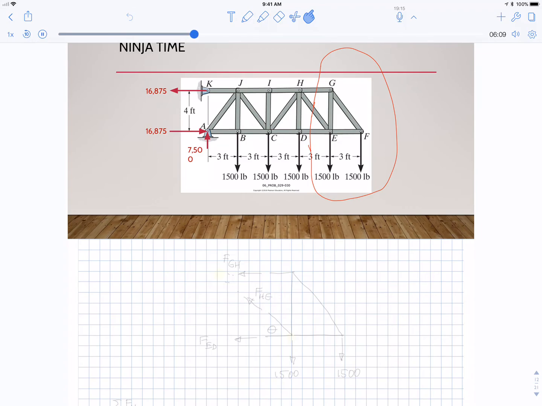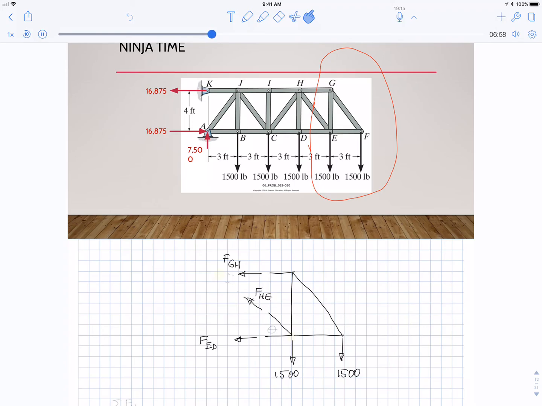Okay, looking only in a loop, let's draw everything in a loop. So we have that, this little triangle here, that member, and there. Now I'll draw everything in the loop and only what's in the loop. The only loads in the loop are this 1500 and that 1500. And finally, draw the forces that we've cut through, or everything we've cut through. We've cut through this member up here. That's FGH. We've cut through that member there. That's the one we want to know, FHE.